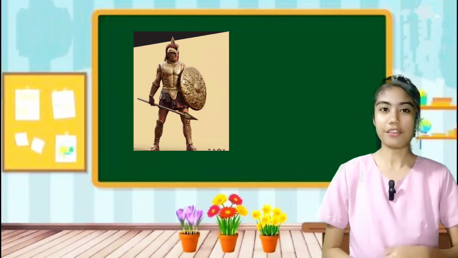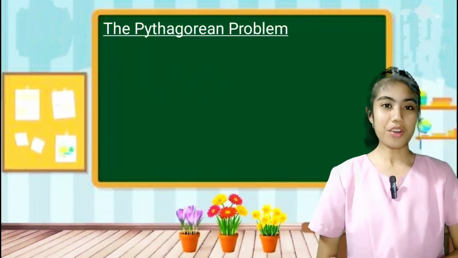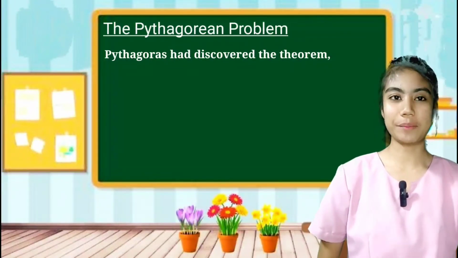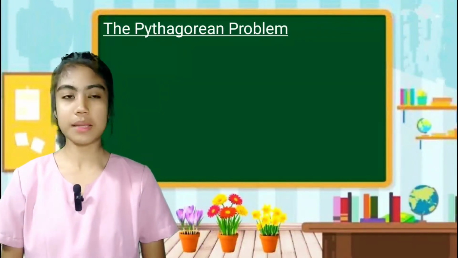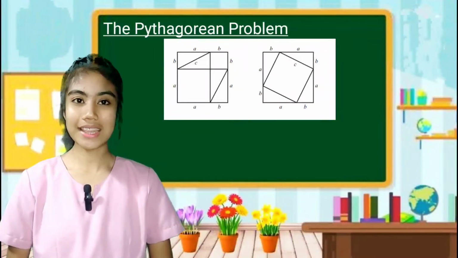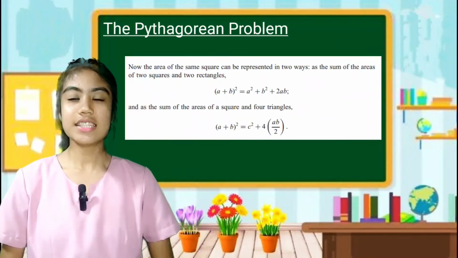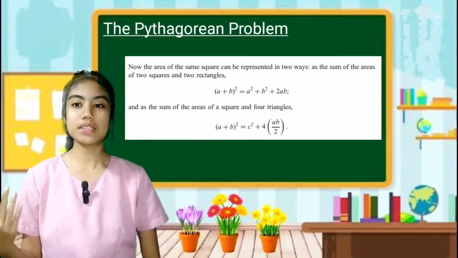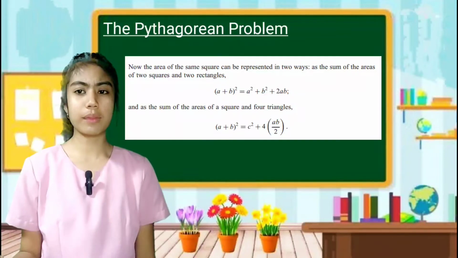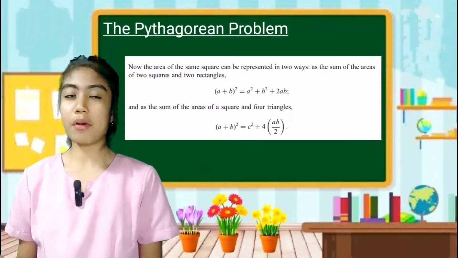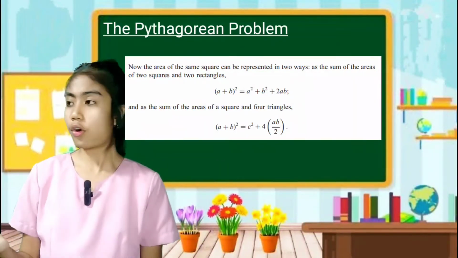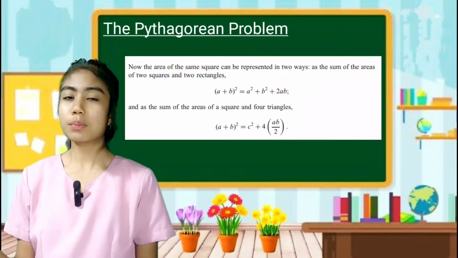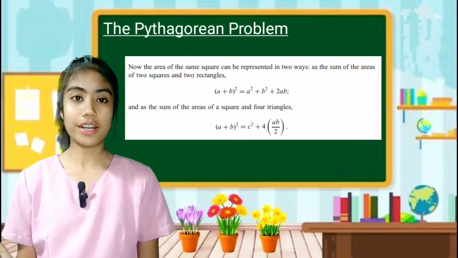Now, let's move on to the Pythagorean theorem. Pythagoras had discovered the theorem. Now, the area of the same square can be represented in two ways, as the sum of the areas of two squares and two rectangles. So a plus b squared equals a squared plus b squared plus 2ab. And as the sum of the areas of a square and four triangles, a plus b squared is equal to c squared plus 4 times ab over 2.